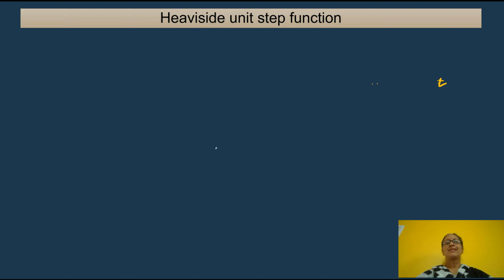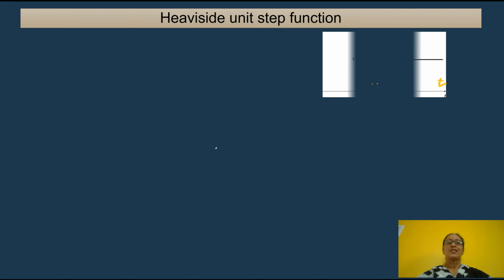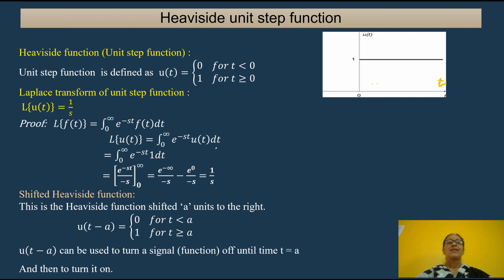First of all, let us see definition of unit step function. Here Heaviside unit step function, Heaviside function or unit step function is defined as u of t equal to 0 for t is less than 0, 1 for t is greater than or equal to 0. If we see this graph, on x-axis, I have taken this t and on y-axis this unit step function u of t.